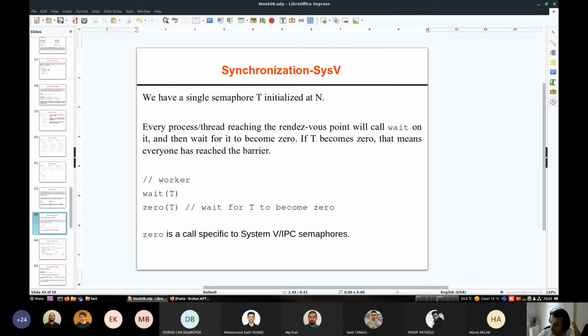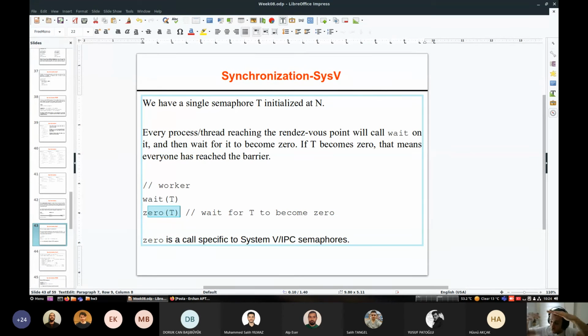Every time that a new worker reaches the rendezvous point, the semaphore will be decreased by 1 more. The first worker will make it n minus 1. The second worker arriving at the rendezvous point will make it n minus 2, then n minus 3. And the last worker to arrive will decrease it from 1 to 0, which means all the processes that had called zero and were blocked will continue together simultaneously. But unfortunately, zero is a call that is specific to System 5 semaphores, and it is not available in POSIX.